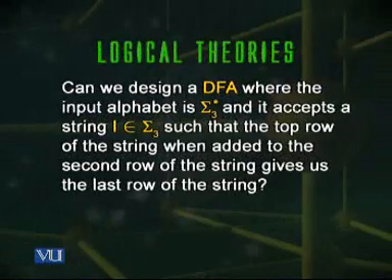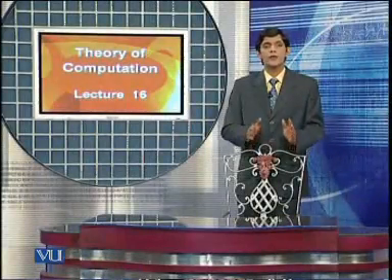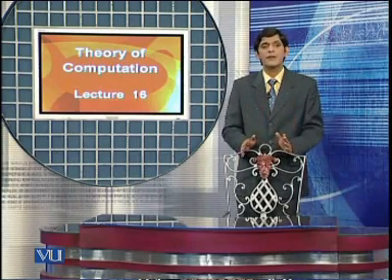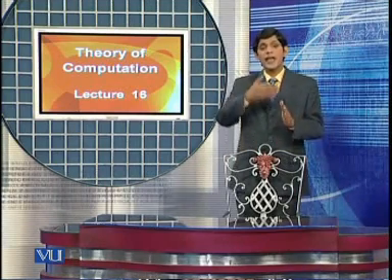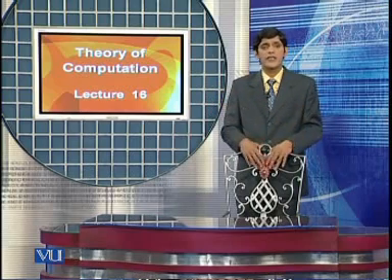Can we design a DFA where the input alphabet is sigma 3 and it accepts a string in sigma 3 star such that the top row of the string, when added to the second row of the string, gives us the last row of the string? Of course, we are interpreting everything in binary. So our goal is to make a DFA which, when we give it a string over this alphabet, will accept if and only if X plus Y is equal to Z. Can we make such a DFA?